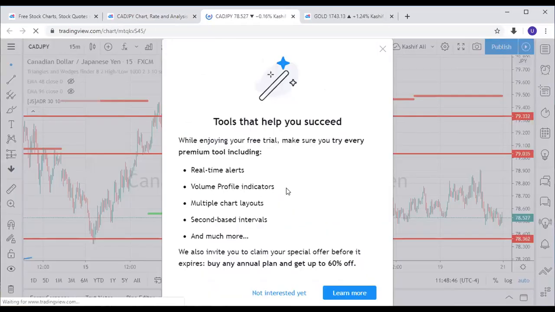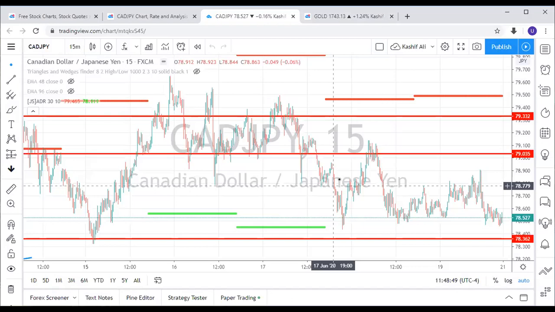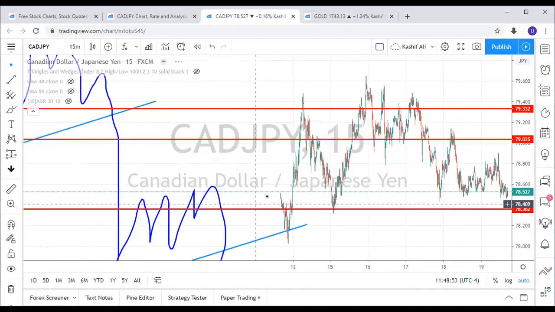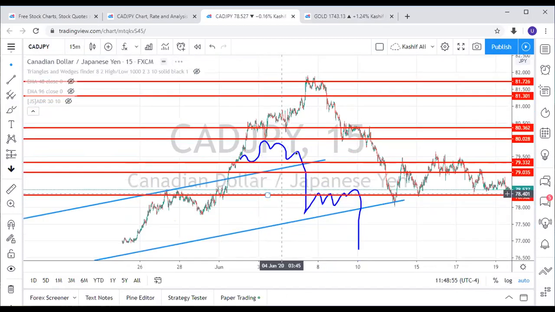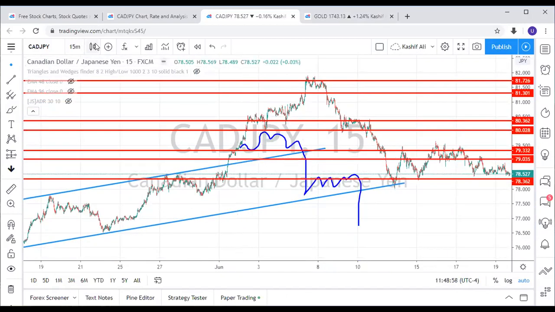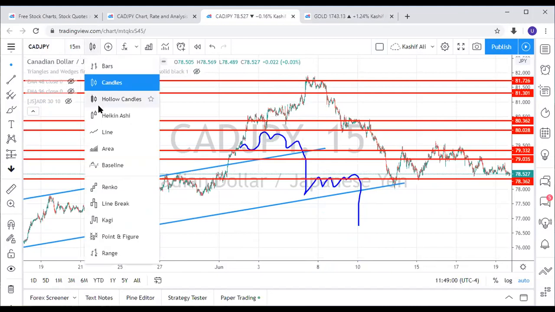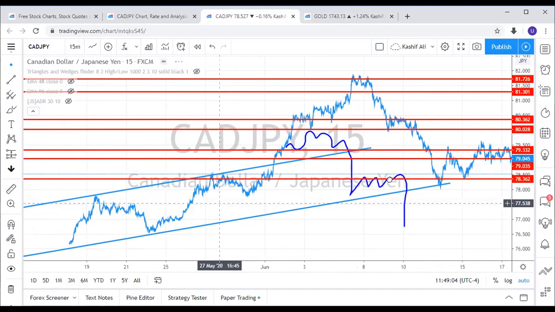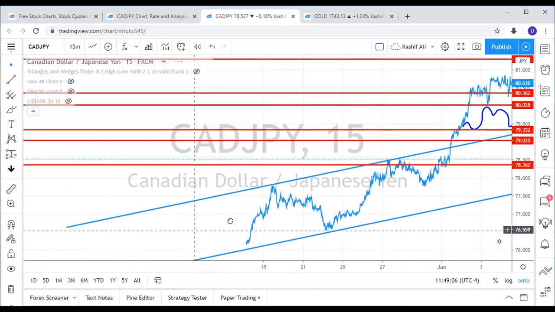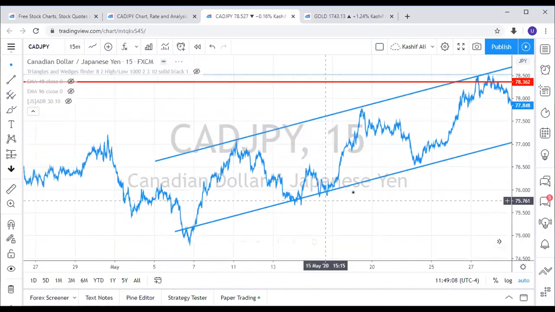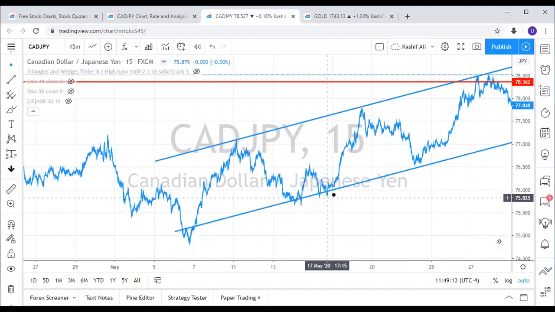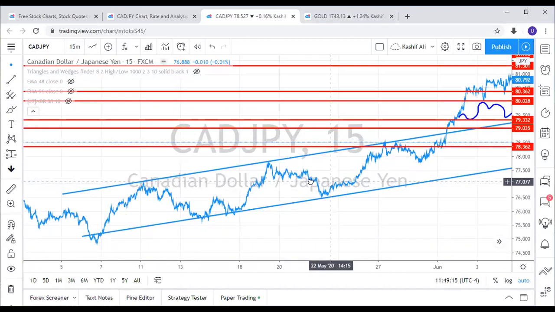So CAD/JPY, yeah, I will just ignore this for a while. So if you see here, I will make it this way, it's better, you know. You have to see at which level the price is touching. There should be at least three levels, three points where the horizontal line is touching the channel.